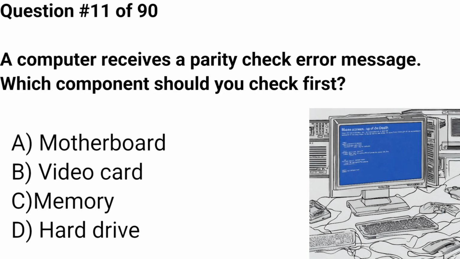Question 11 of 90. A computer receives a priority check error message. Which component should you check first? Is the answer A, motherboard, B, video card, C, memory, or D, hard drive? The answer is C, memory.